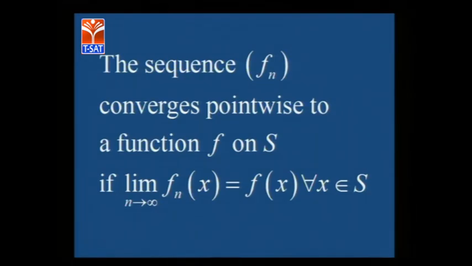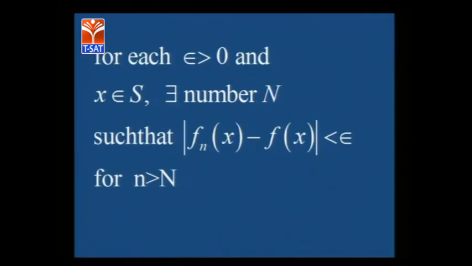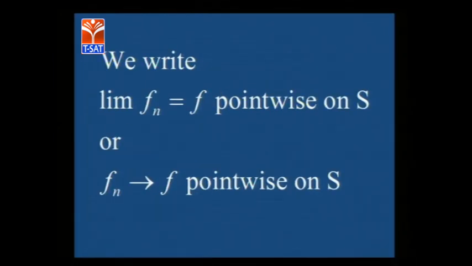So how is pointwise convergence defined mathematically? Suppose fn converges pointwise to the function f of x. For each epsilon greater than 0, and for each point x belonging to S, there exists a number N such that mod fn x minus f x less than epsilon for every n greater than N. Then that convergence is called pointwise convergence, and we write limit of fn x is equal to f x pointwise on S, or fn to f pointwise on S.